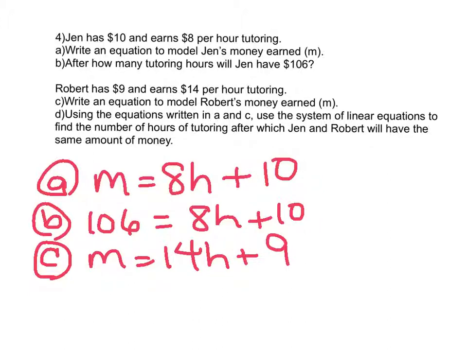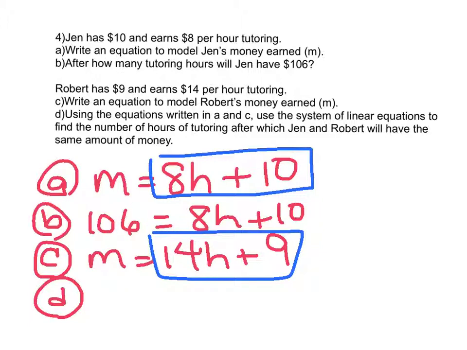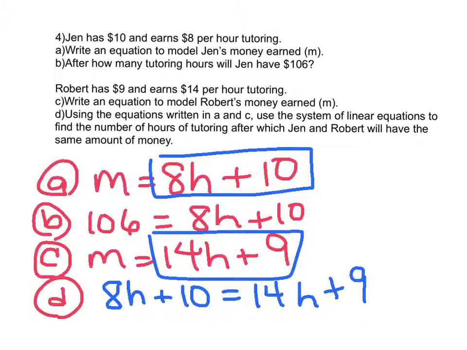Now it says in part D, we want to use the equations written in A and C, and using those, find the number of hours of tutoring after which Jen and Robert will have the same amount of money. So what we're doing here is we're going to set this and this equal to each other. So your equation should start out as 8h plus 10 equals 14h plus 9, and then you solve for the hours. You can check with the answer key to see if you get the correct answer for D.